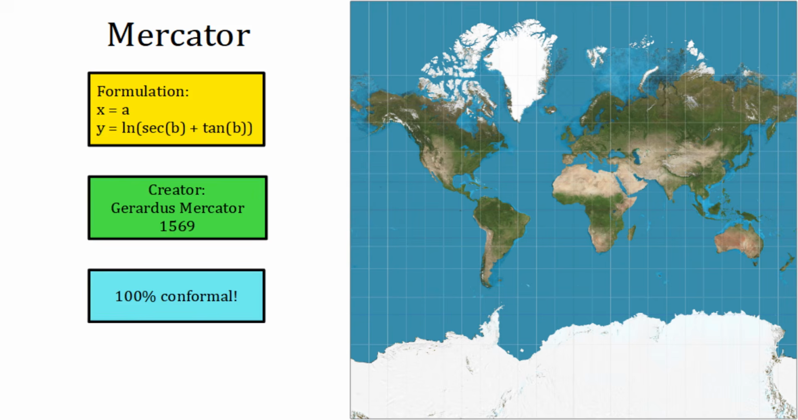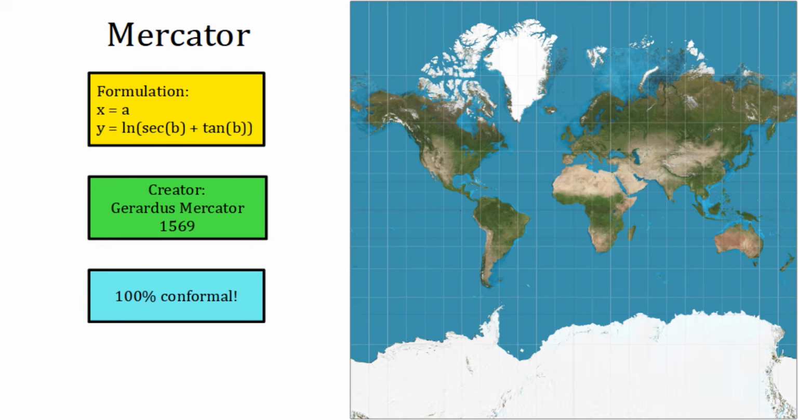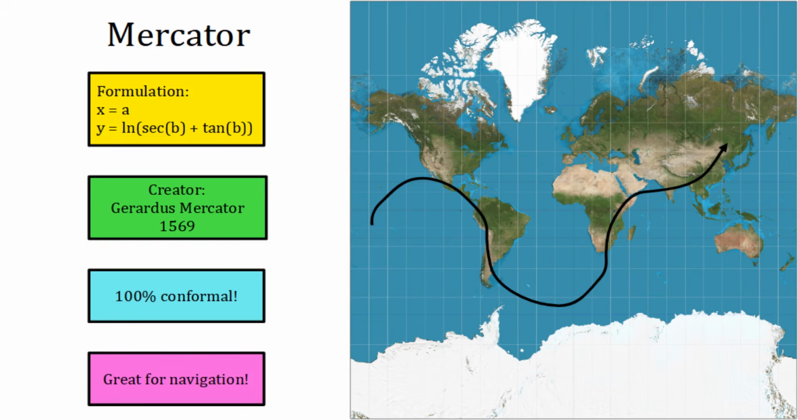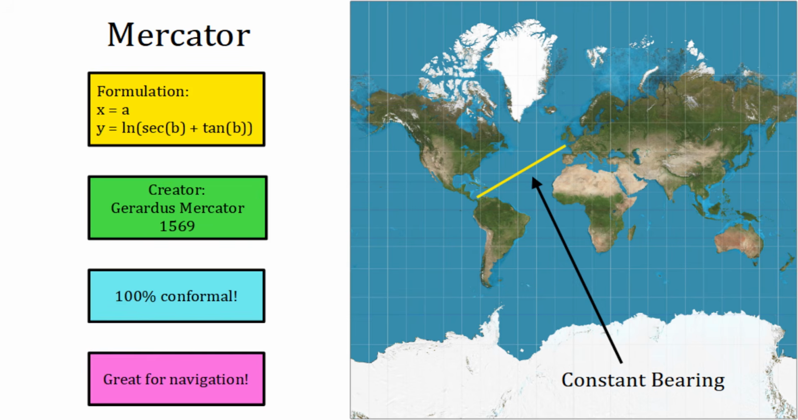This is that it's 100% conformal. Local shapes and angles are always preserved. Not only is this great for zooming in, but it's also excellent for navigation. If you set sail at a constant bearing or direction on a compass, you can use straight lines on the Mercator projection to know exactly where you land. And in this aspect, no other projection can even compare.